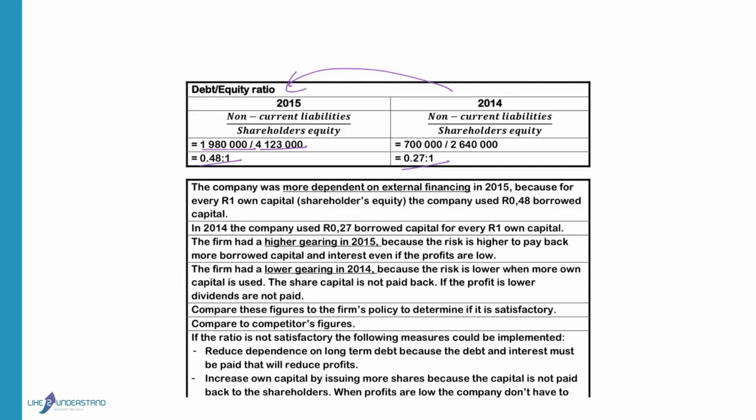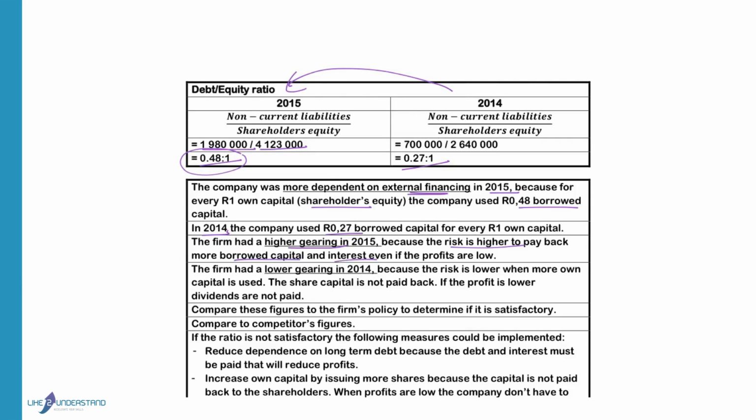The company was more dependent on external financing in 2015 because they increased their borrowings, with the result that the ratio is much higher. So for every 1 rand that the owners provided, they borrowed 48 cents. In 2014, they only borrowed 27 cents. Therefore, because they have more loans now, the gearing is higher in 2015, because if you have more loans, then the risk is higher because you have to pay back the borrowed capital and the interest.